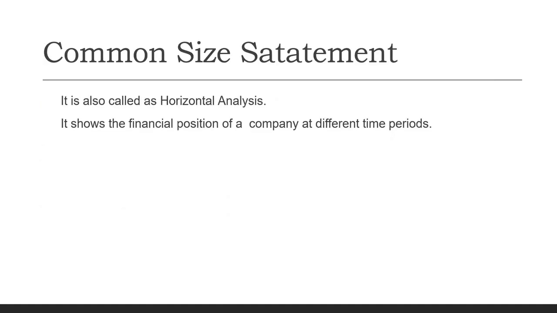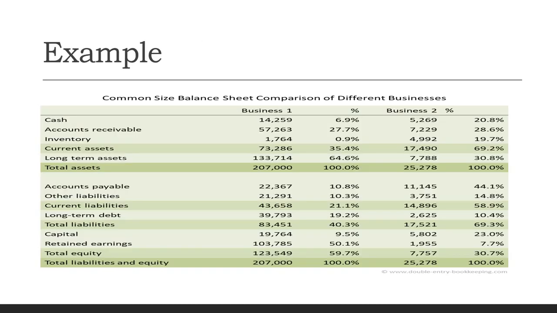Next is common size statement. Common size is a horizontal analysis, and it shows the financial position of the company at different time periods. So in each time period, you can understand what is the position of the company. This is somewhat similar to a comparative statement, but this is also based on percentages, and the total asset and total liability will be your base. You can see this is 100% and this is 100%.